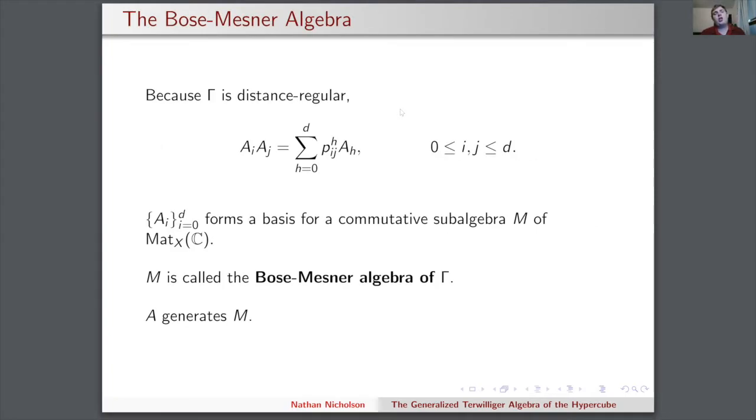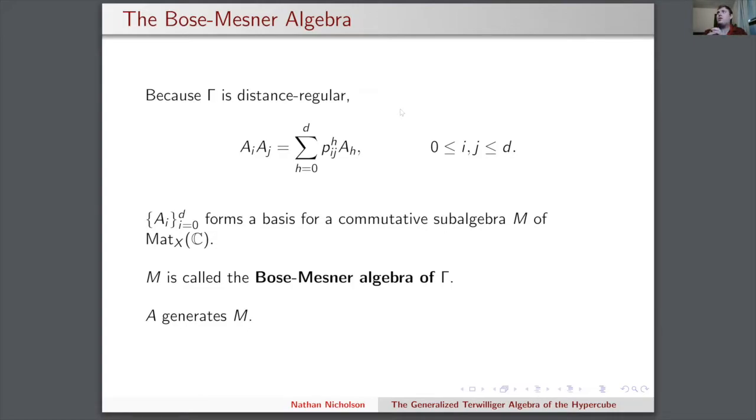Now, an interesting consequence of gamma being distance regular is that if I take any two distance matrices, Ai and Aj, and I take their product, the result is the sum for h going from 0 to D of p^h_ij times Ah. Again, those intersection numbers are cropping up. And so this should sort of drop a hint here.